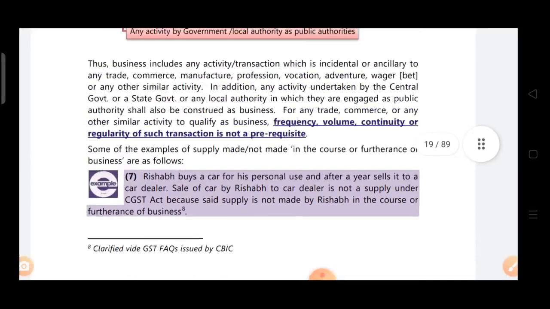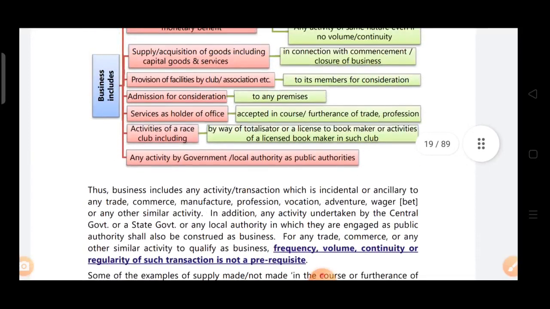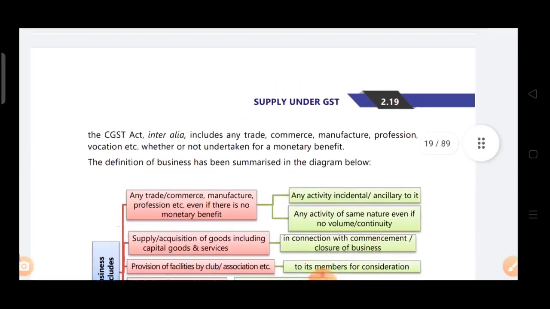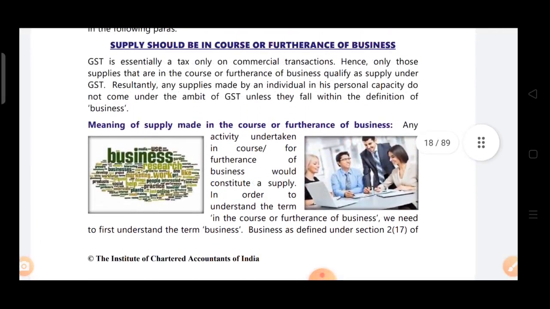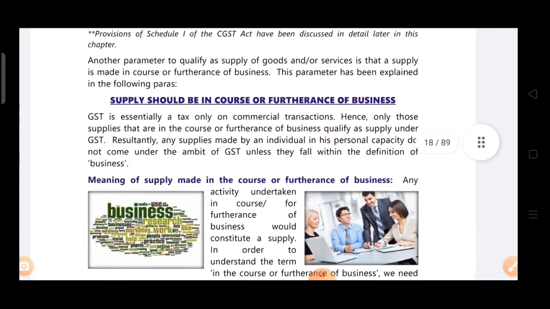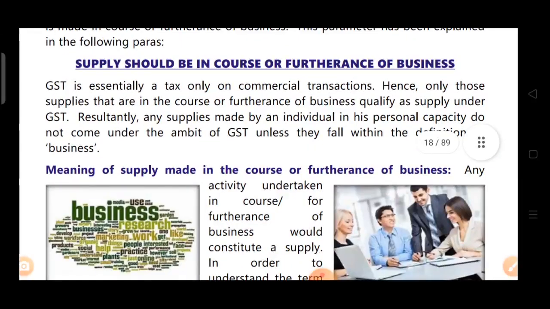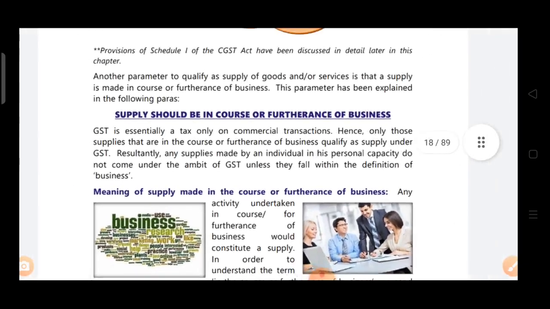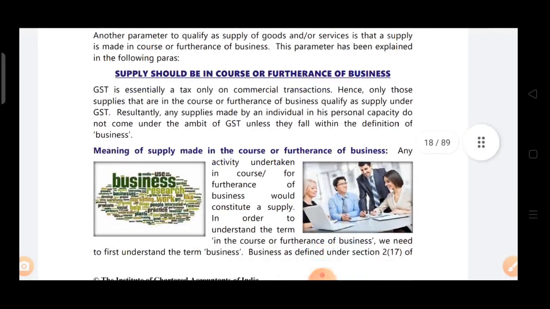See the line that was given over here. I'm reading that again. Resultantly, any supplies made by an individual in his personal capacity do not come under the ambit of GST. Any supply made by an individual in personal capacity is not under the ambit of GST unless they fall within the definition of business. If they fall in the definition of business, then they will be covered under the ambit of GST.